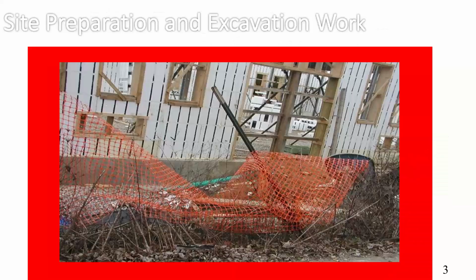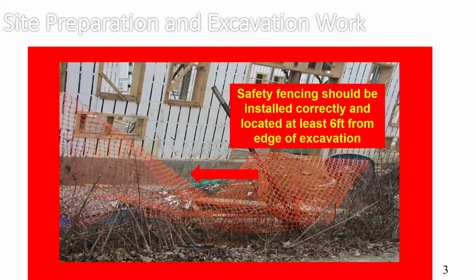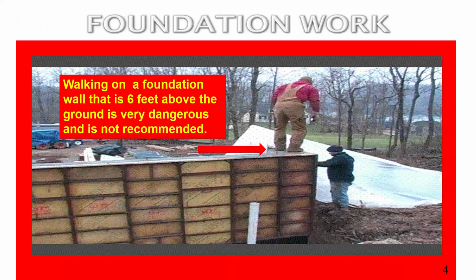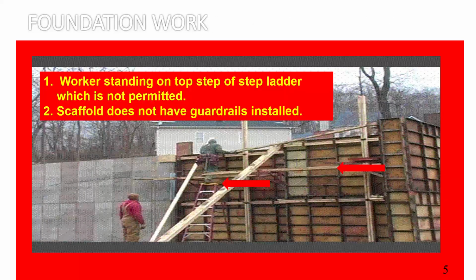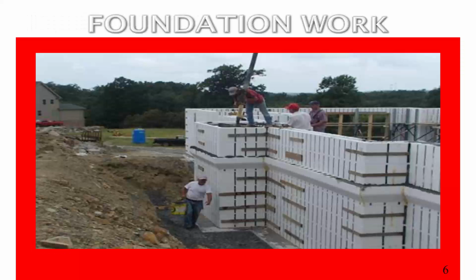Okay. This is a messy situation. Also, we have this. This can work as a warning sign, but this safety warning sign should be 6 feet distance, feet above the ground. On the top of the step ladder, we cannot use a step ladder, which is not permitted. The scaffold does not have any guardrails installed. We have a very bad situation for the workers. Similar, this foundation work again, these guys could fall easily.